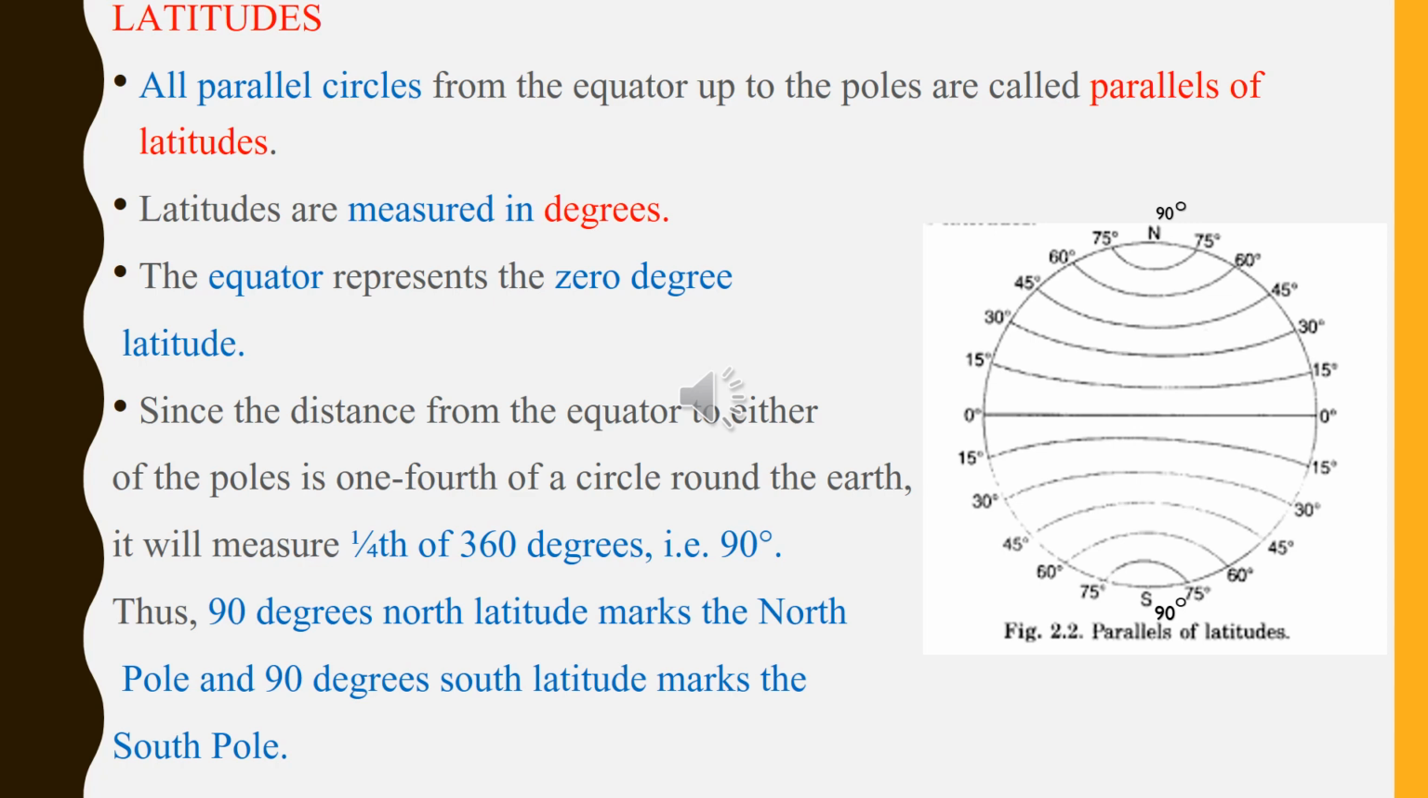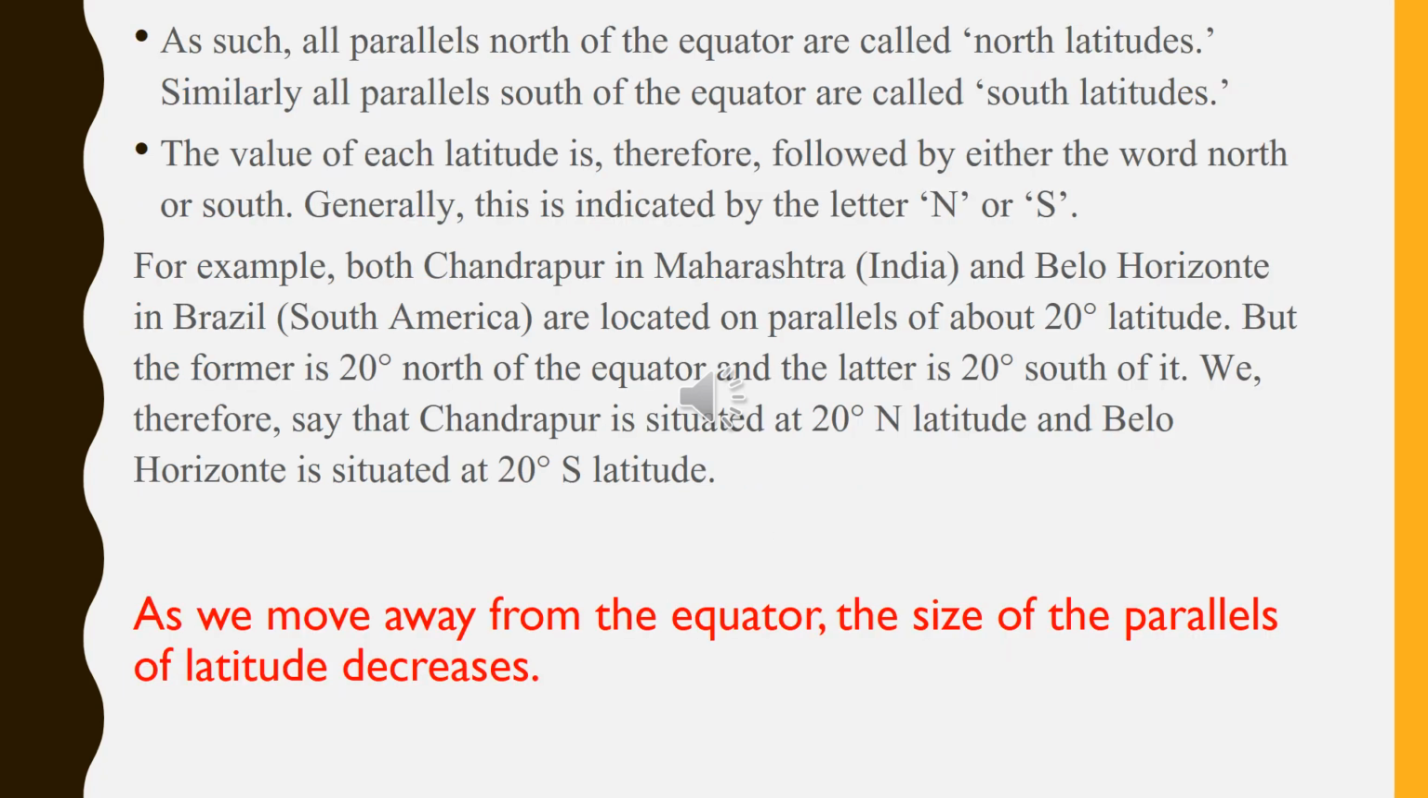As such, all parallels north of the equator are called north latitudes. Similarly, all parallels south of the equator are called south latitudes. The value of each latitude is therefore followed by either the word north or south. Generally, this is indicated by the capital letter N or capital S.